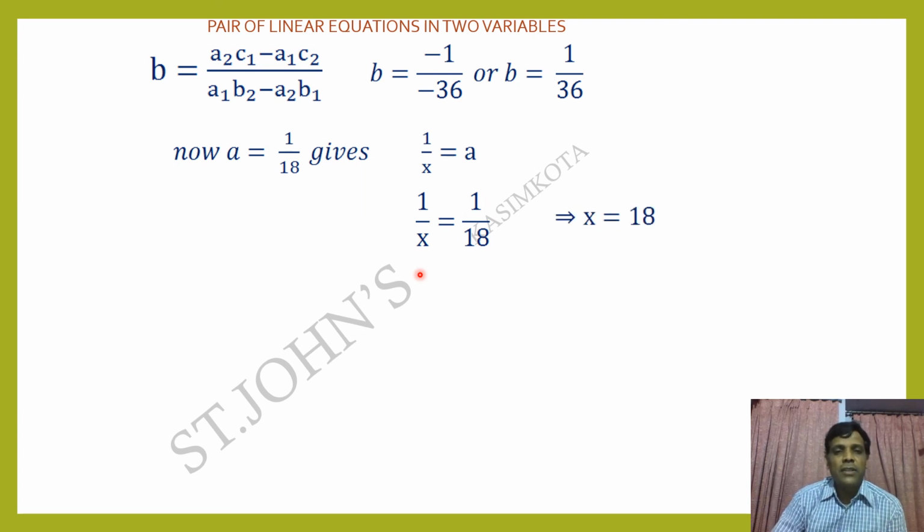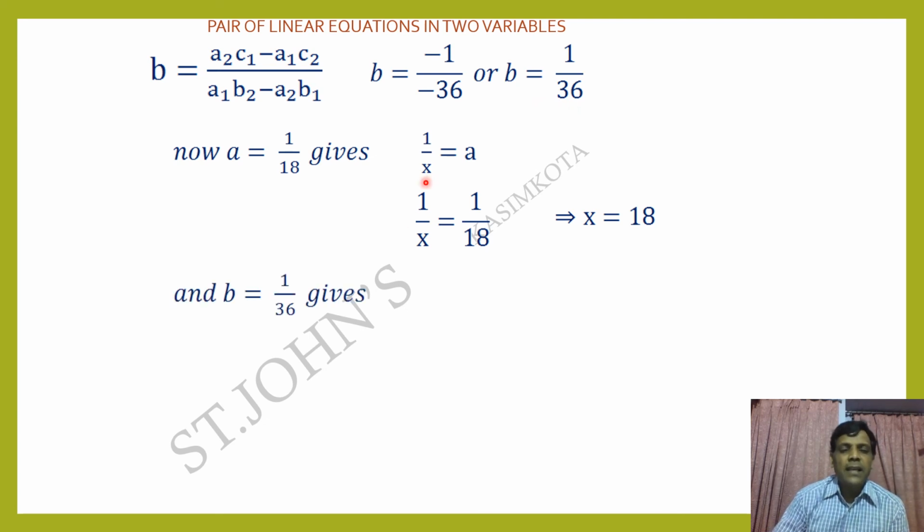x equals 18. So what is meant by x? The time a woman can finish the work alone, that is x days. How many days? 18 days. So a woman can finish the work in 18 days. Okay, now we are going to the value of b. So what is the value of b? b equals 1 by 36. But the actual meaning is b equals 1 by y.